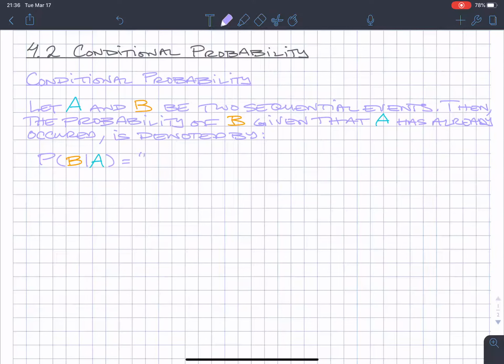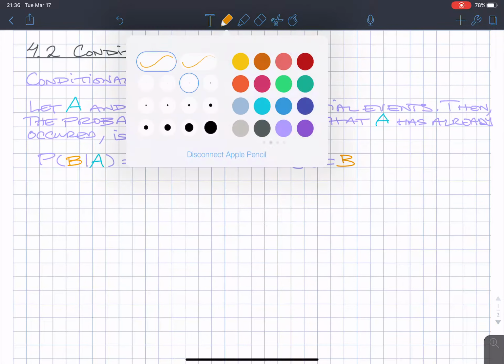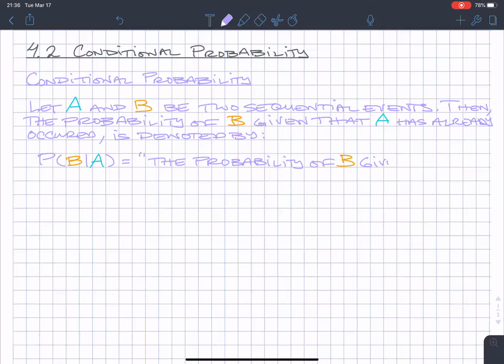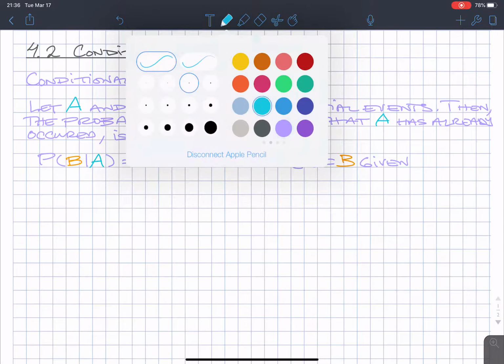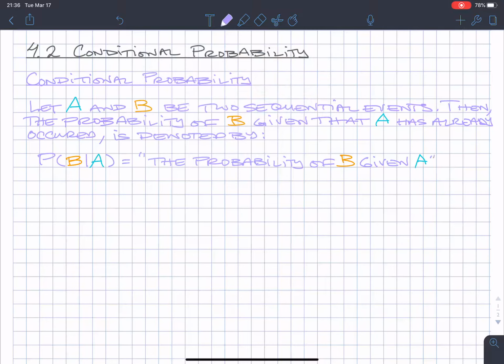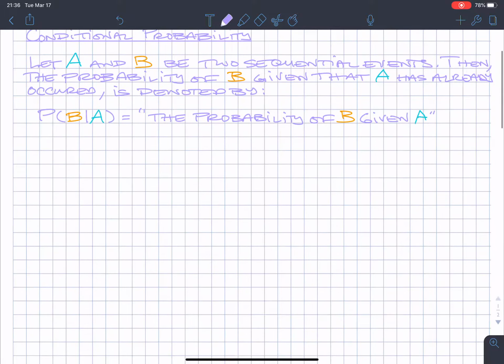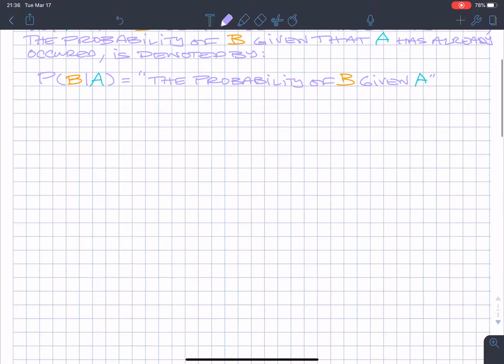So this is read aloud. The probability of B given A. So that's how we read this aloud. So given A. Okay, so let's try this intuitively without formulas for the time being.